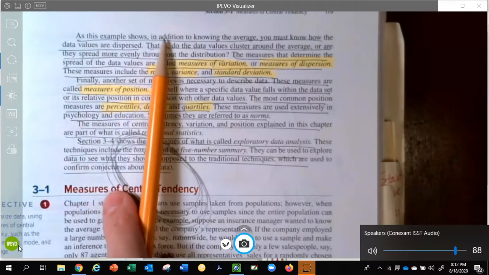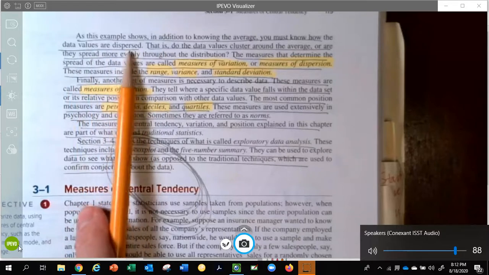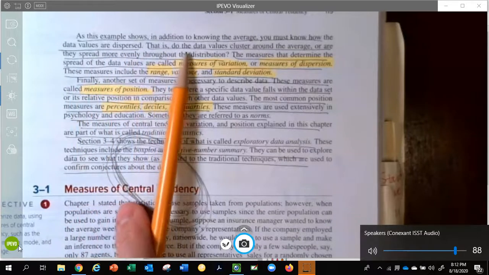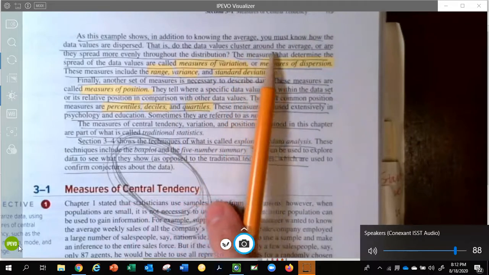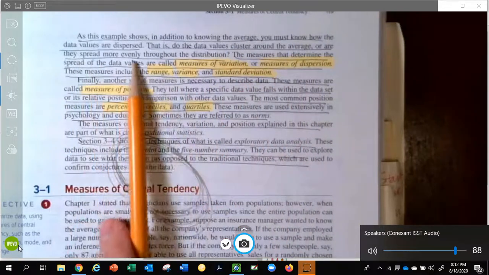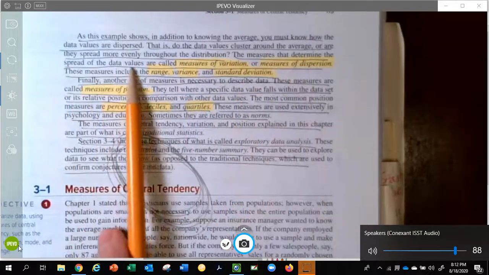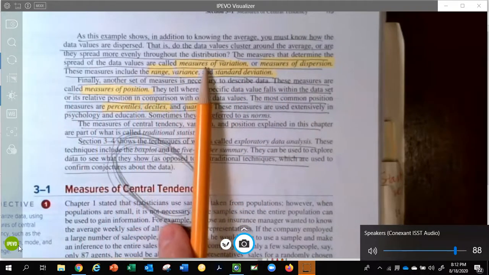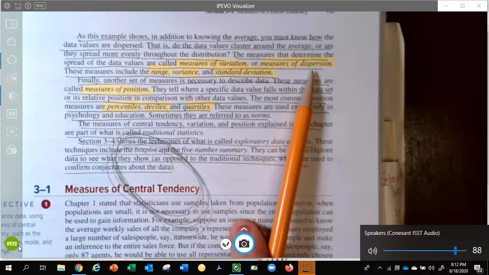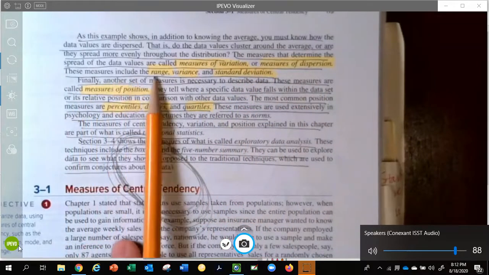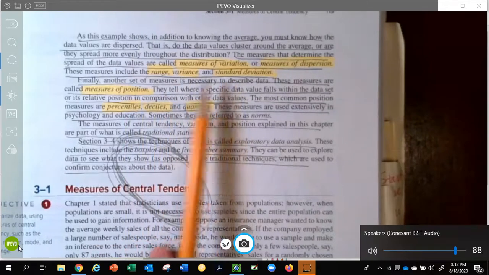As this example shows, in addition to knowing the average, you must know how the data values are dispersed. That is, do the data values cluster, that's a really good word to throw in your vocabulary, around the average, or are they spread more evenly throughout the distribution? The measures that determine the spread of the data values are called, these are ones you don't have to write down right now, measures of variation or measures of dispersion. These measures include range, variance, and standard deviation. Again, you don't have to write them down today.